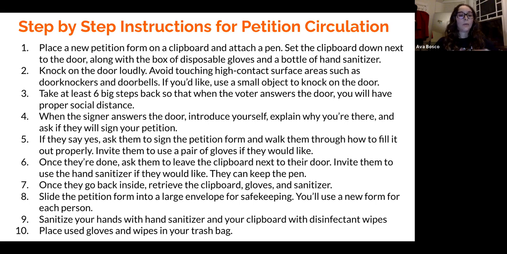And one suggestion that they have here is using a new form for each person. That's totally up to you if you prefer to do that. Just make sure that you are sanitizing between each household, and that if you are utilizing wipes and gloves, to throw them away in between households.